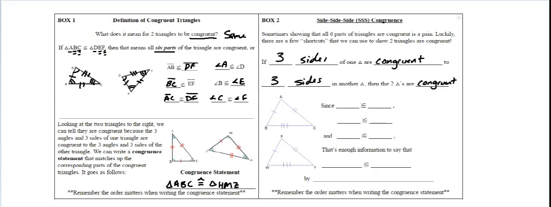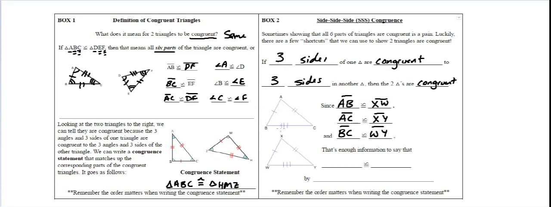In other words, if 3 sides match another 3 sides, you've got congruent triangles. So if you look at these 2 below, you can see that AB has 1 mark on it, and XW has 1 mark. So AB is congruent to XW. We can also see that AC has 2 marks, and XY has 2 marks. So those 2 are congruent. And BC is the same as WY. So those 2 are the same.